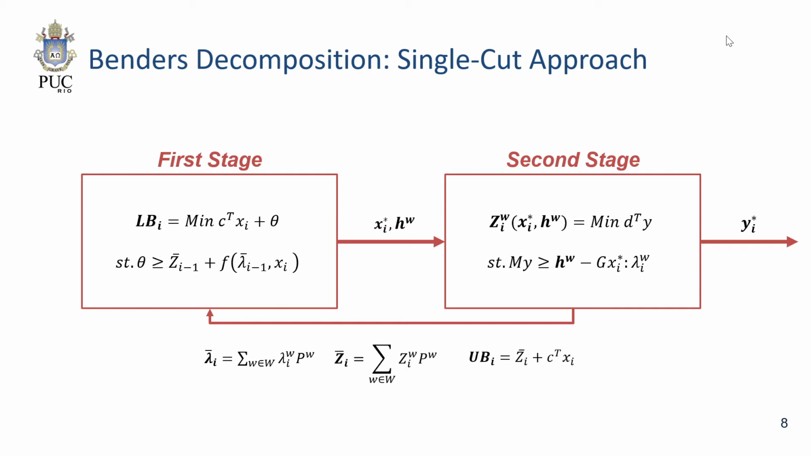So we look at the first stage, we solve the first stage, and we carry the optimal solution from the first stage to the second stage. We solve it several times according to the number of scenarios, and all of these solutions will give us the duals and the optimal costs. So the single cut will get the average of the optimal costs and the average of the duals, and we will use that as a constraint on the first stage problem.